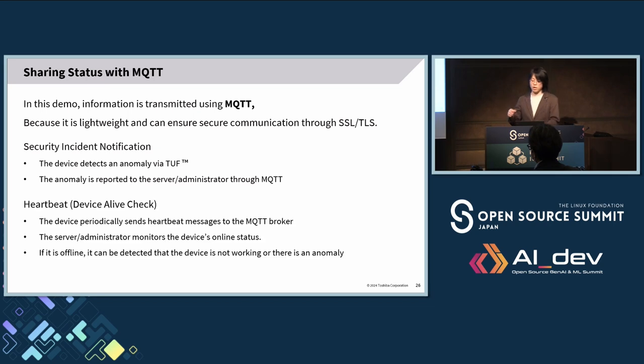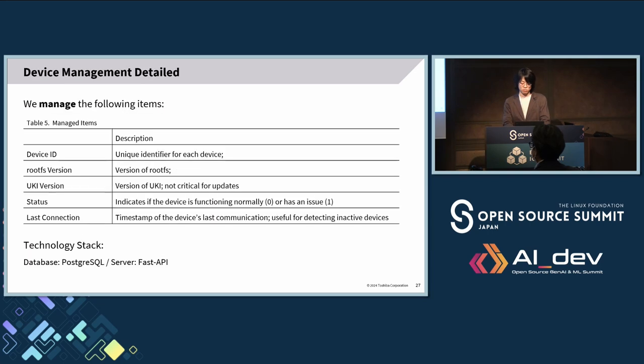In addition, we've implemented a heartbeat function to monitor the device's status. The device periodically sends a heartbeat message, allowing the server to monitor the device's online status. Using MQTT ensures secure, efficient, real-time communication for monitoring and responding to security incidents.